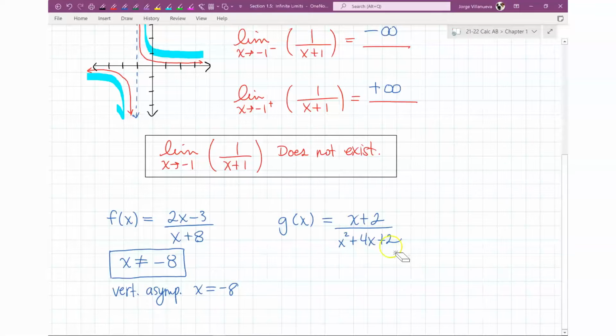Okay? Actually, I just realized I messed up on the bottom one here. This should be x squared plus 4x plus 4. So for this other one, to find the vertical asymptote, just factor the bottom, right? So the bottom here, we got x squared plus 4x plus 4. You get x plus 2 times x plus 2. So that means x can't be -2. So x cannot be equal to -2. That means your vertical asymptote occurs at -2.